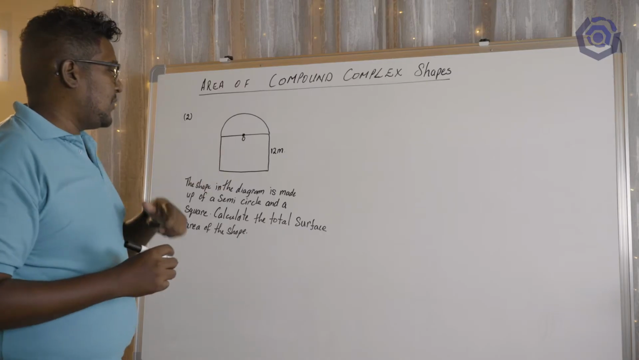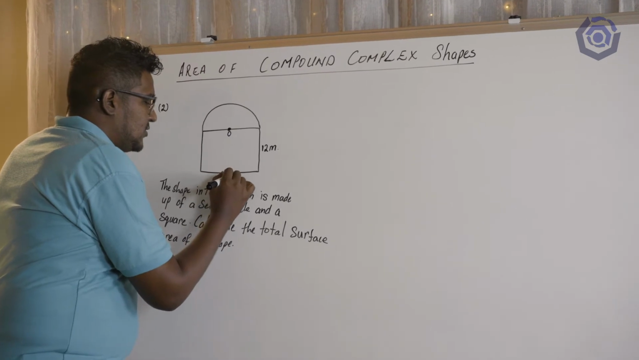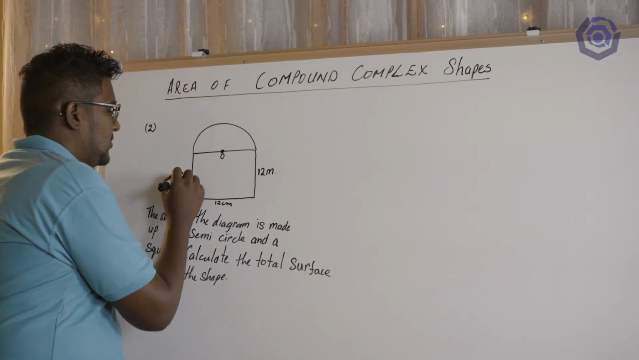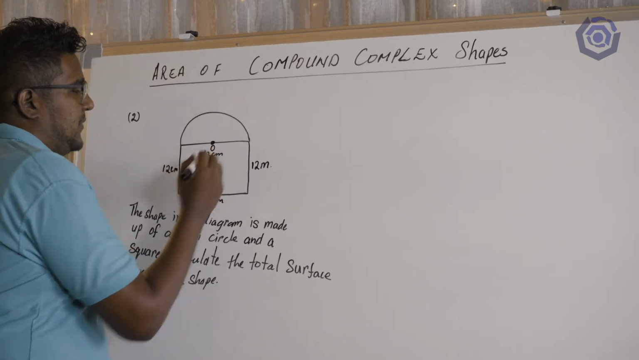Now, properties of a square: all four sides are the same. So if this is 12, this is also 12 cm. Here is also 12 cm. And this is 12 cm.